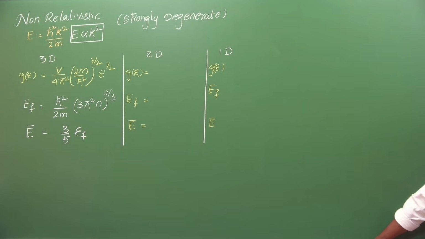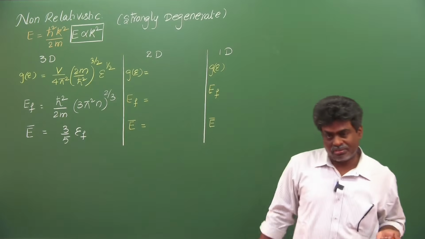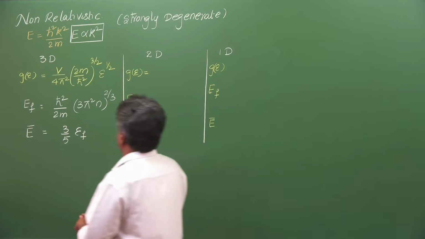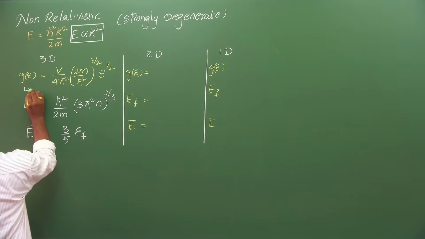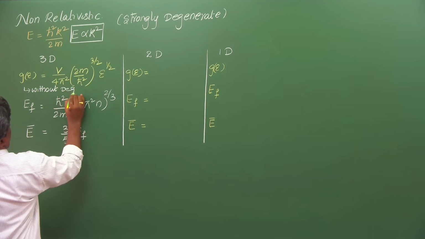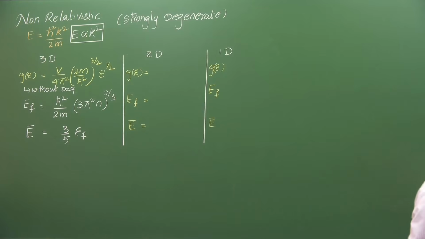See the notebook and write. How will we remember? But you should remember, otherwise you have to derive it in the exam. If they are asking the Fermi energy in 2 dimensions, what will you do? If you remember it, it takes less time. Otherwise you have to write the density of states, from that find the capital N, and from that find EF. But don't forget to multiply by 2s plus 1. Here you are writing without degeneracy, or else you can write with degeneracy, 2s plus 1.